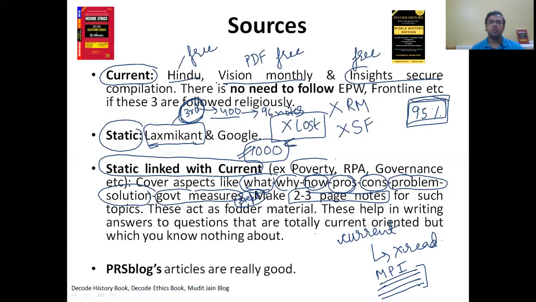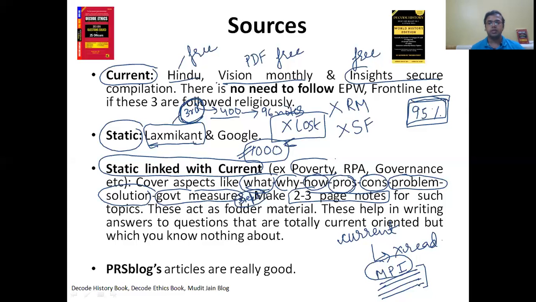Now, how would it fit? MPI is the multidimensional poverty index. So it would have only those factors which are generic, which are related to poverty, like health, education, etc. So this is what you would already have in your notes. What I'm trying to say is that even the most current based question won't be asked from out of the universe. It will basically be from what you already know.